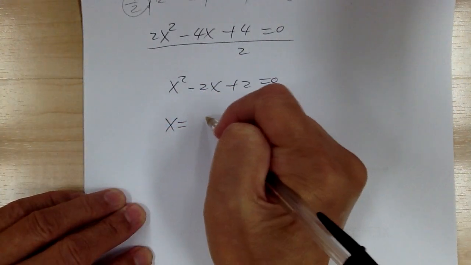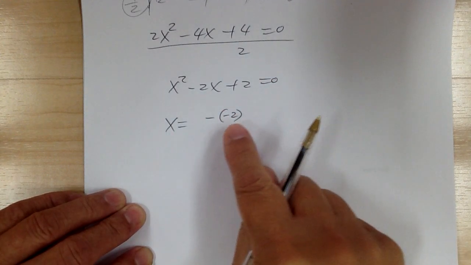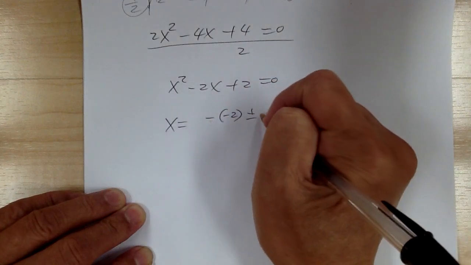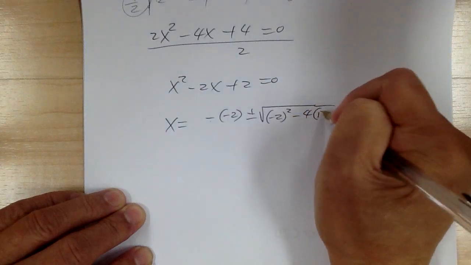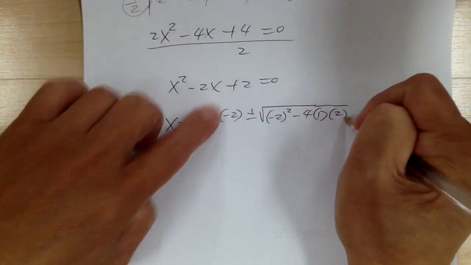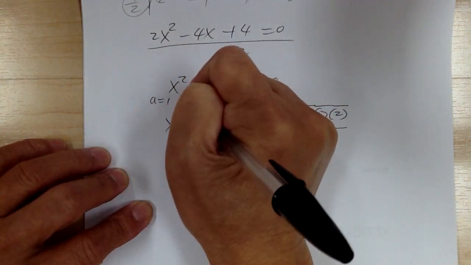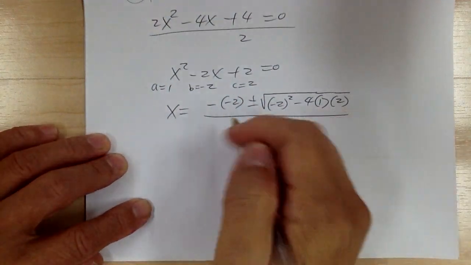So x equal to -b. Again, whatever you substitute, put in parentheses so you can keep track of your negative, positive. So -b plus or minus square root of b squared minus 4ac over 2a. So again, a equal to 1, b equal to -2, c equal to 2. Now you can go and work it out.